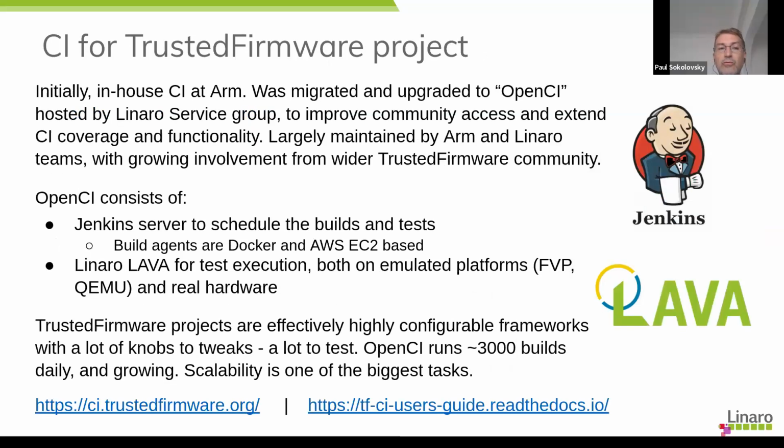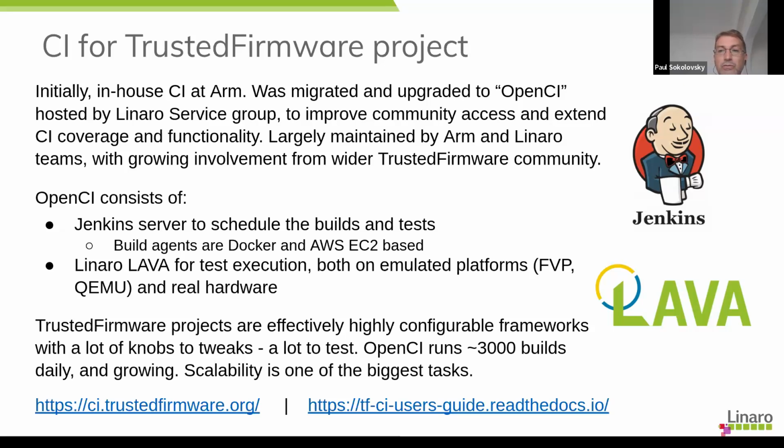Talking about CI, continuous integration, for the project, it initially started at ARM as an in-house system for CI at ARM, not publicly available. To make it more accessible to the community and to extend it, it was migrated. A new project essentially started, OpenCI, based on the original in-house system at ARM, and since then it's been improved and extended, with a lot of different functionality added. OpenCI consists of the Jenkins CI server, well known in the community. For building, we use virtual builder machines backed by Docker or AWS.